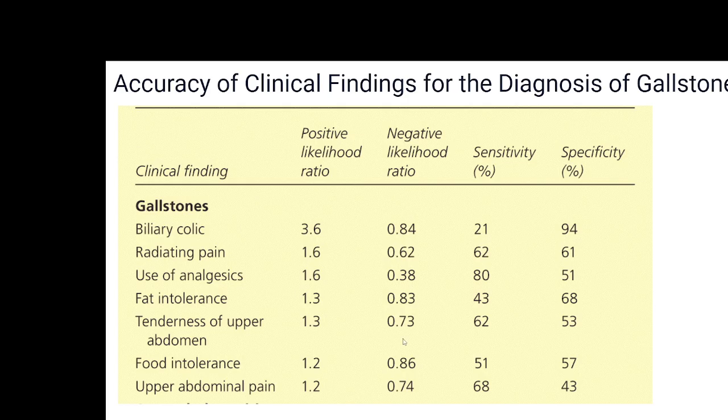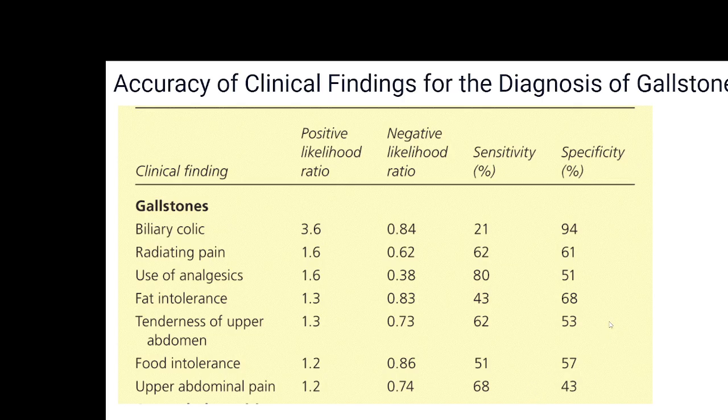The specificity is about 94%. If the patients complain of episodes of acute pain in the right hypochondrium repeatedly, that could be the most reliable clinical evidence of gallstones. If there is a radiating pain towards the shoulder, that's another feature where the specificity comes to around 61%. Patients who have a habit of using analgesics repeatedly because of those episodes of pain, that's around 51%.